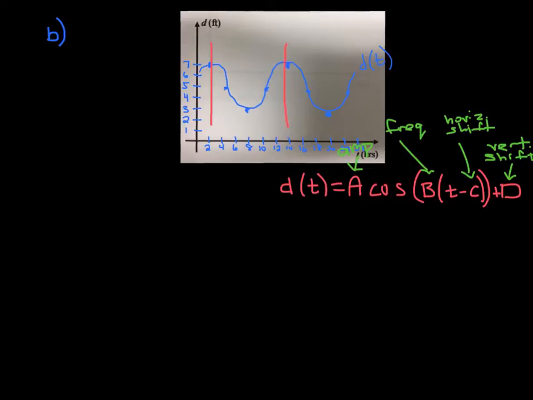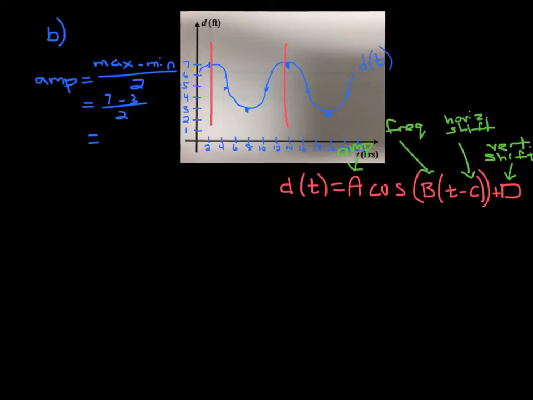All right, so let's start with the A, the amplitude. If we want to find the amplitude, we know that the amplitude is going to be equal to the max minus the min divided by 2. Well, the maximum is right here at 7 feet, and the minimum is right here at 3 feet. So we'll just do 7 minus 3 divided by 2. So 7 minus 3 is 4, and 4 divided by 2 is 2.